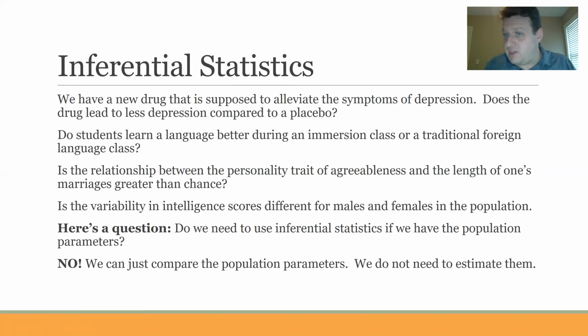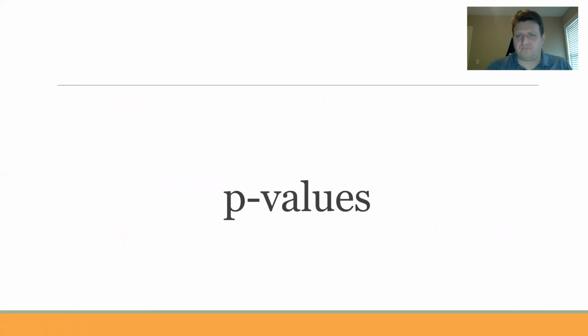We've got the population parameter. We can just compare those two. One's 20 points greater than the other one. We don't need to account for any random variation or random error or random selection because we've got the population parameters. We can compare them with our eyeballs and don't need inferential statistics to do that. Hopefully that problem makes sense.